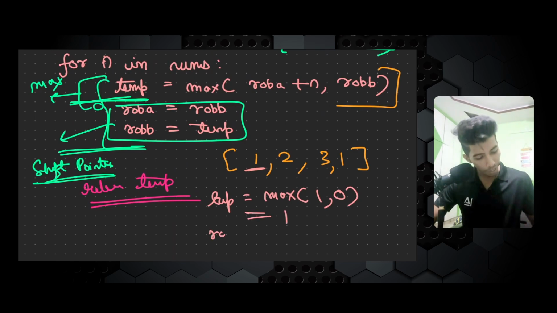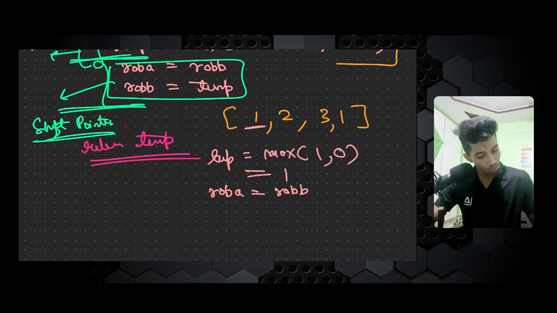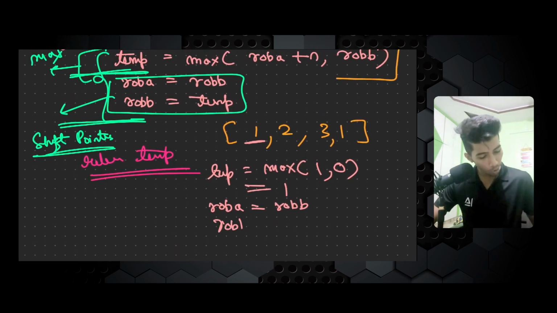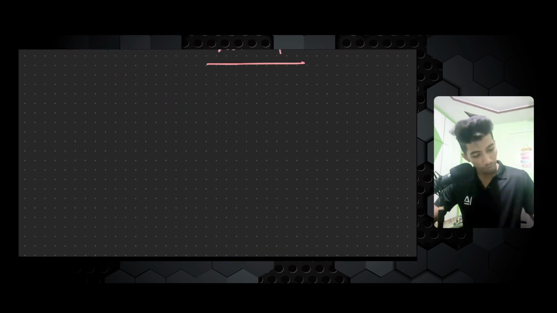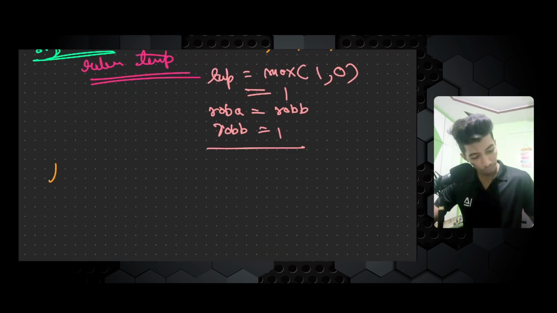Now rob a is actually the rob b, so it means they both are 0, but my rob b will become 1. Now let's go to the next case.